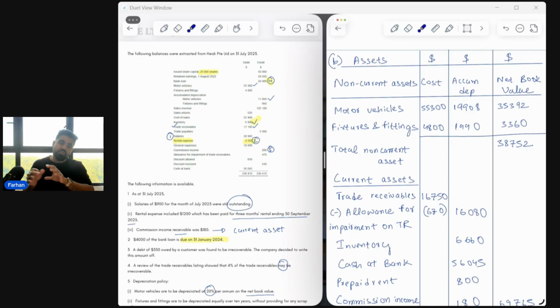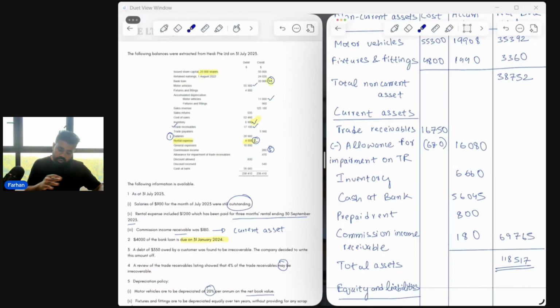So we are mainly interested in the total for net book value, which is simply 35,392 plus 3,360, and that is 38,752. Then we have got all the current assets, starting with the gross amount of trade receivables, which we had a thorough discussion about, and this is 16,750. Then we subtract allowance for impairment on trade receivables, which is 670, which we calculated at 4% of 16,750. That gives us a net amount for trade receivables of 16,080.